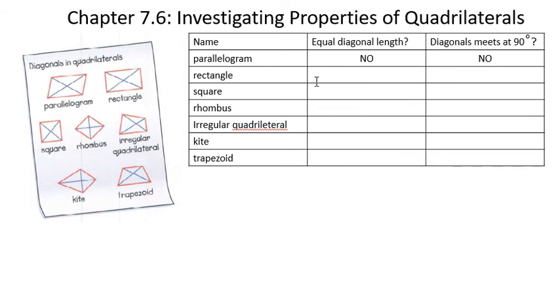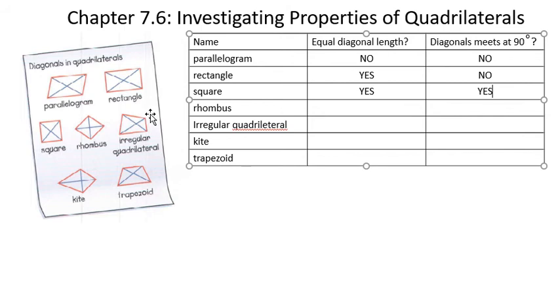Here's our rectangle. Are the diagonals equal length? The answer is yes. Do the diagonals meet at 90 degrees? And clearly they do not. Let's look at a square. Are the diagonals the same length? Yes, they are. Do the diagonals meet at 90 degrees? Absolutely they do. That's one way that you can tell if in fact it is a square: if the diagonals are equal and those diagonals meet at 90 degrees.